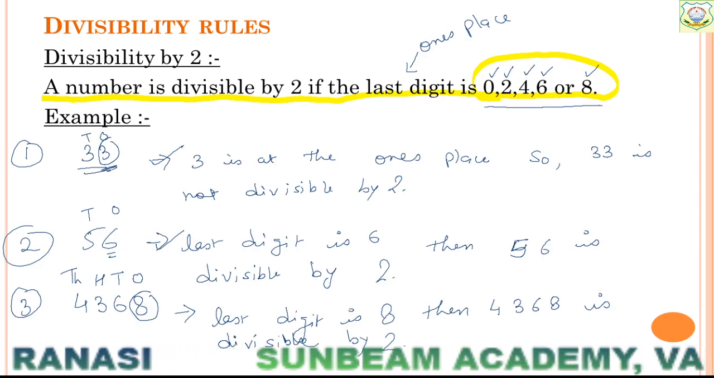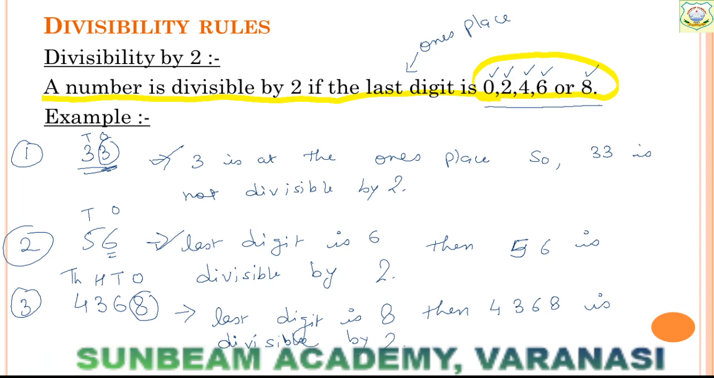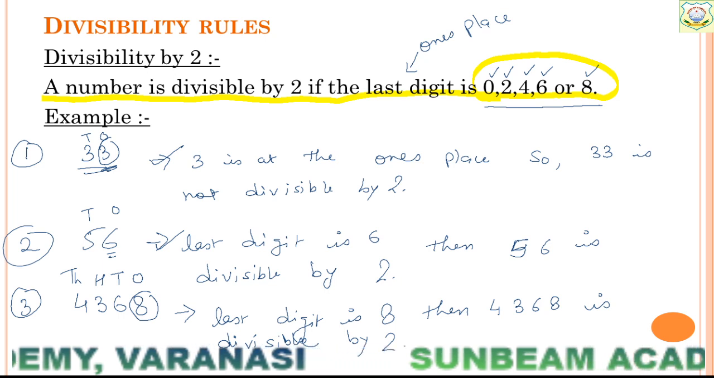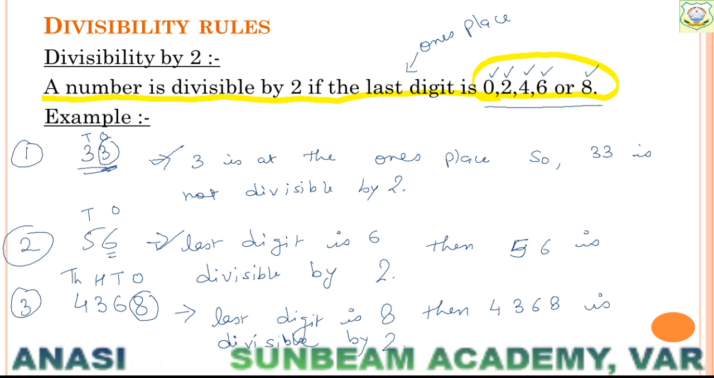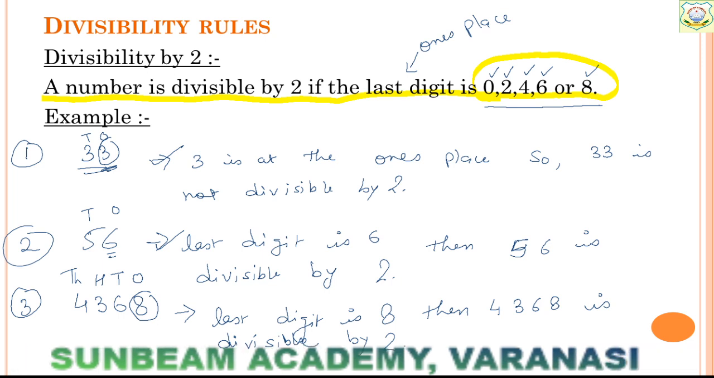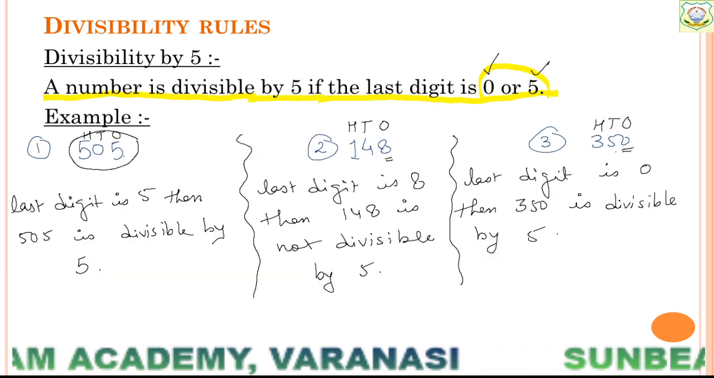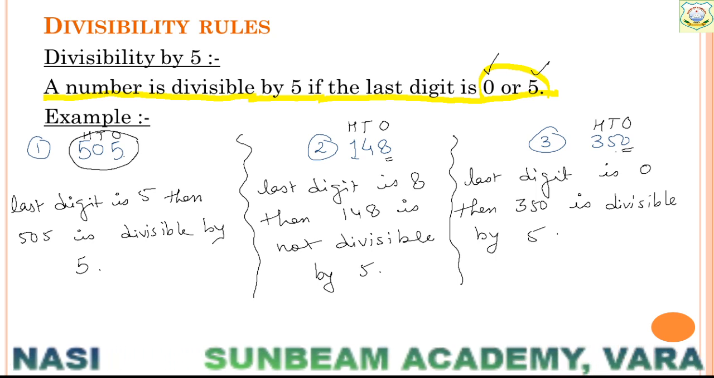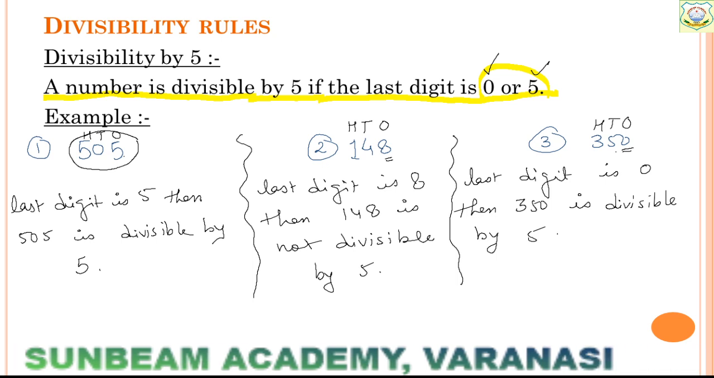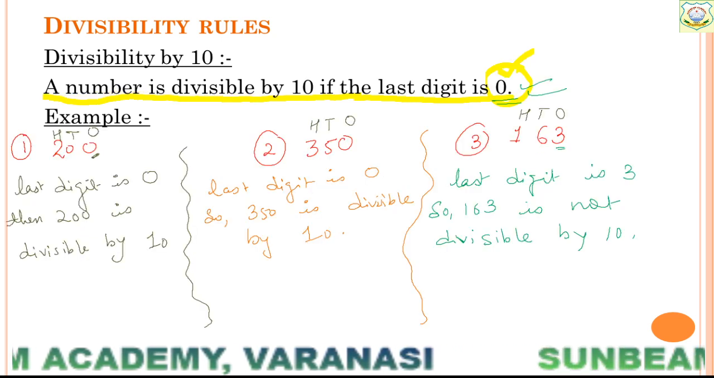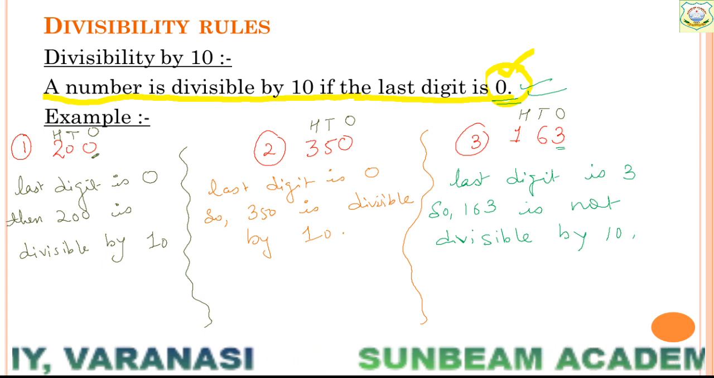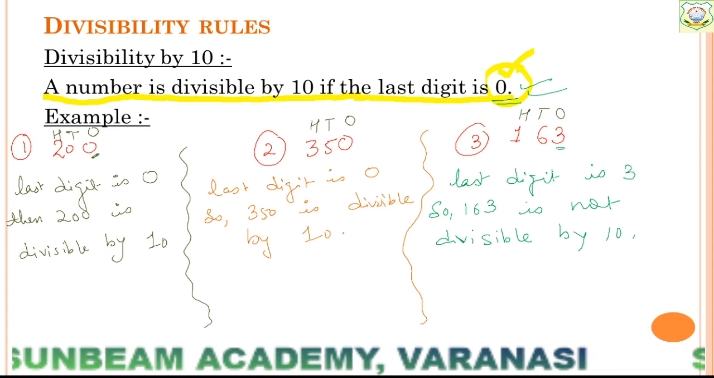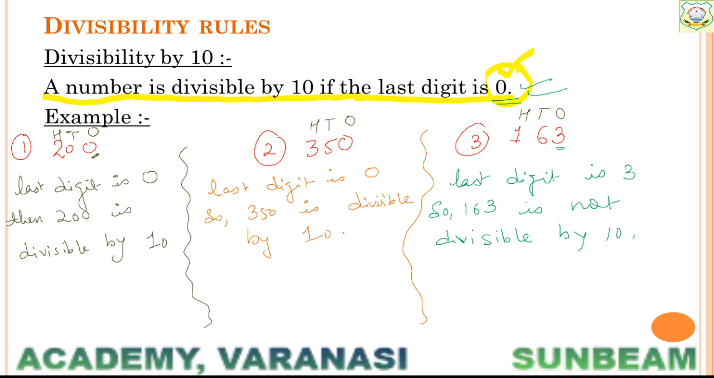So what is the rule? Let's read out once again. A number is divisible by 2 if the last digit is 0, 2, 4, 6 or 8. Okay. So we have to see the last place or ones place. Rule of 5. A number is divisible by 5 if the last digit is 0 or 5. Okay. Next, divisibility by 10. A number is divisible by 10 if the last digit is 0. So you have understood the rule of 2, 5 and 10.